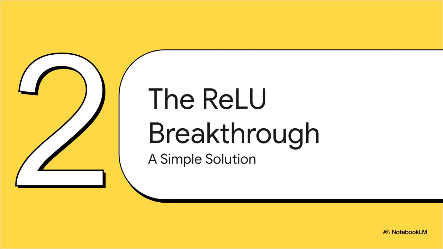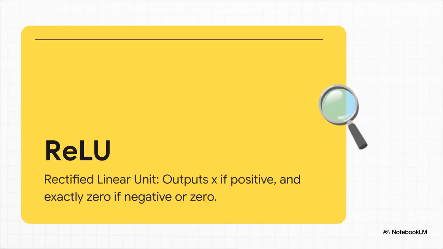Okay, moving on to section 2, ReLU, the simple breakthrough. Even with tanh, that vanishing gradient problem loomed over deep networks for years, all the way until about 2011. The field desperately needed a breakthrough, and they shattered a decade-long barrier with something that is honestly almost laughably simple. Meet ReLU, the rectified linear unit.